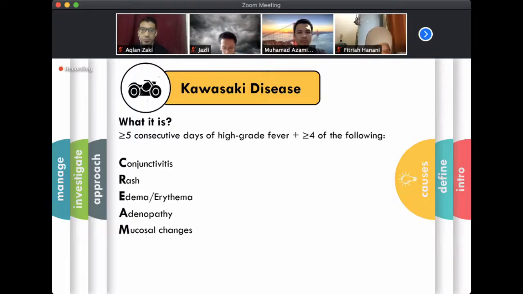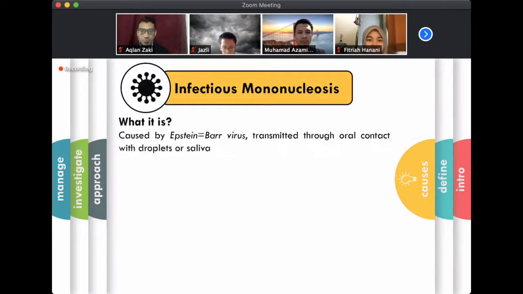For viral infection, infectious mononucleosis is one of the diagnoses. This condition is caused by the Epstein-Barr virus, which is transmitted through oral contact with droplets or saliva.